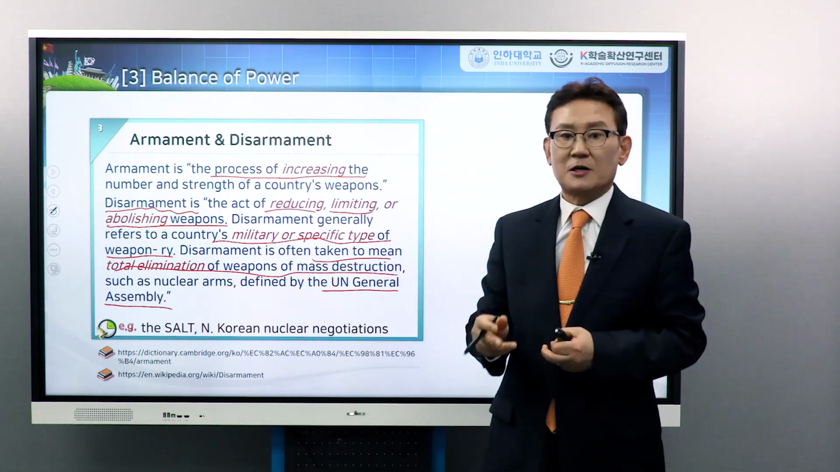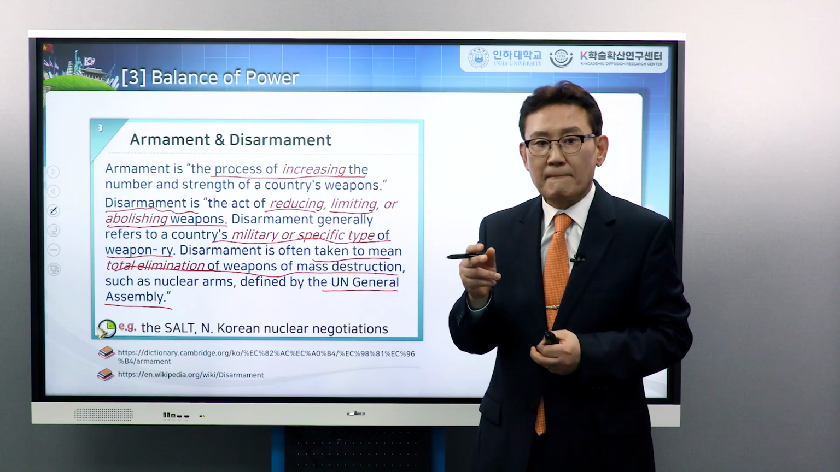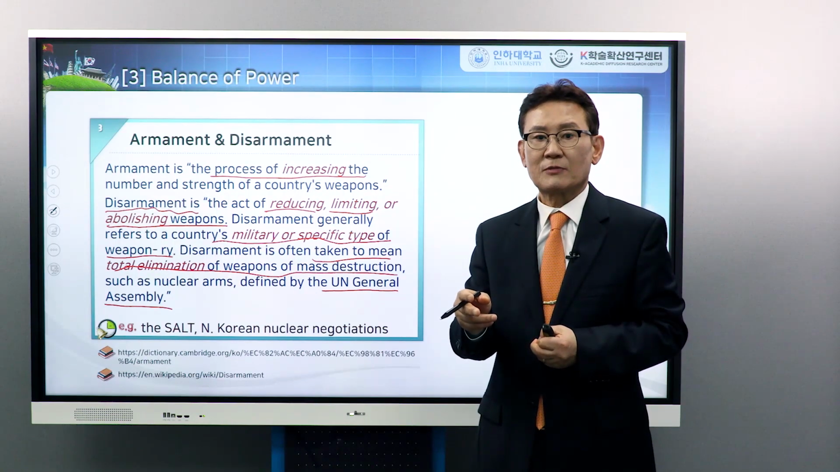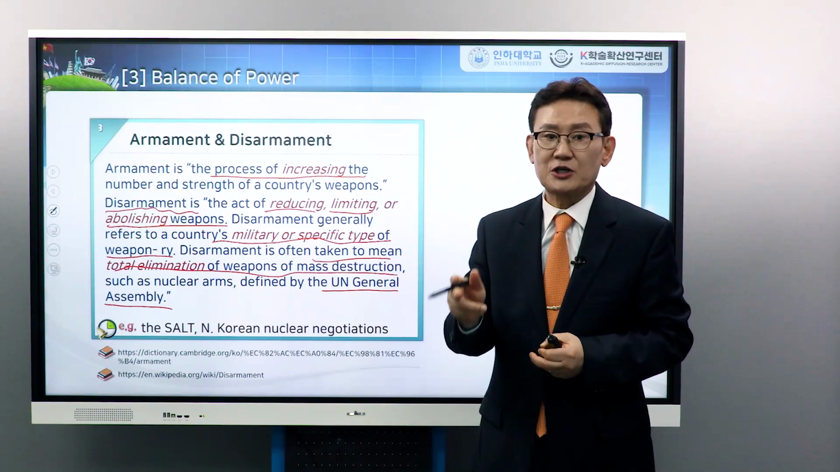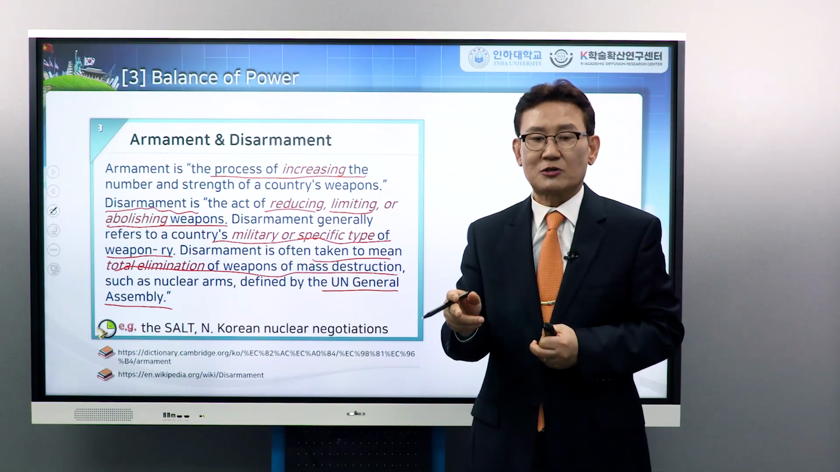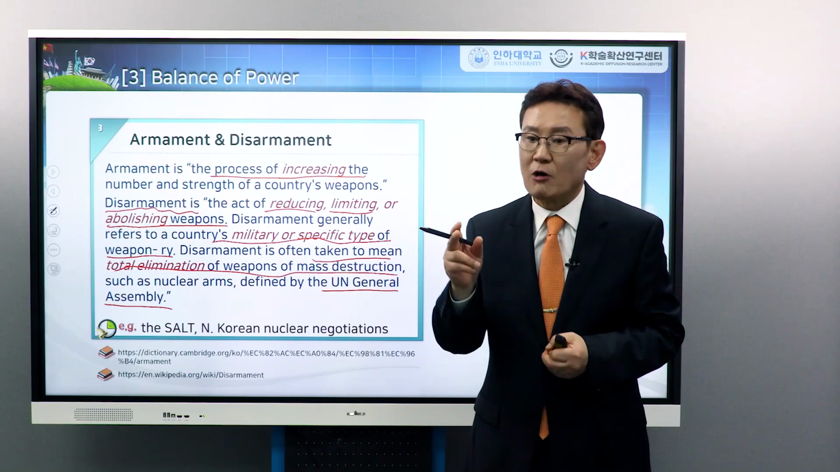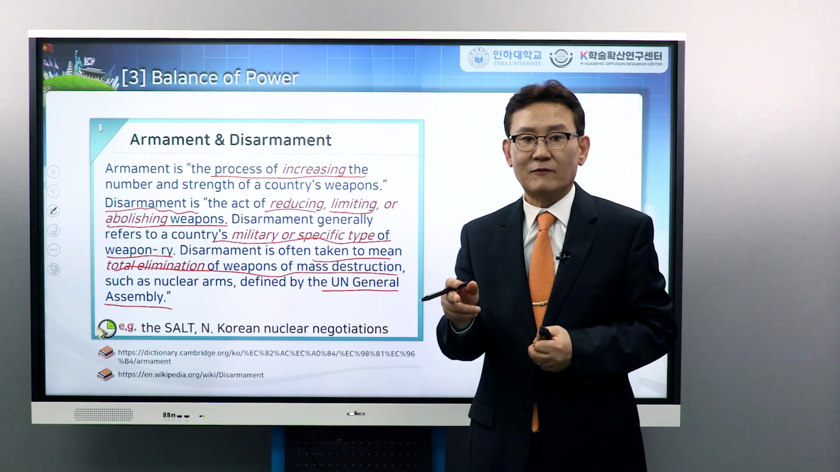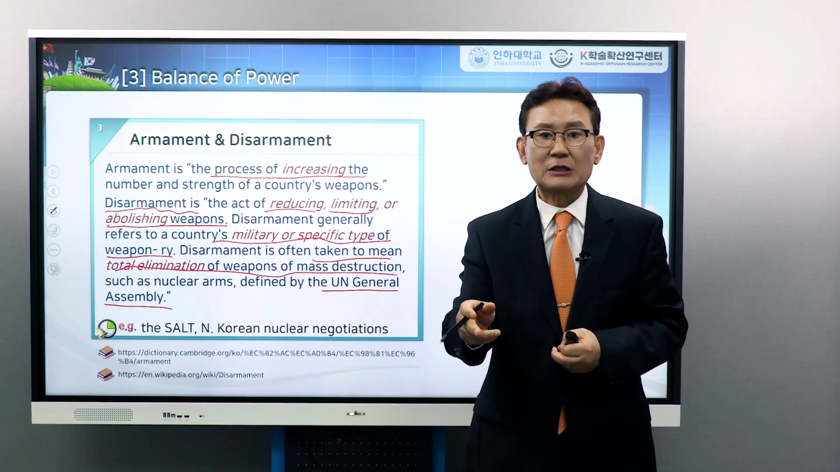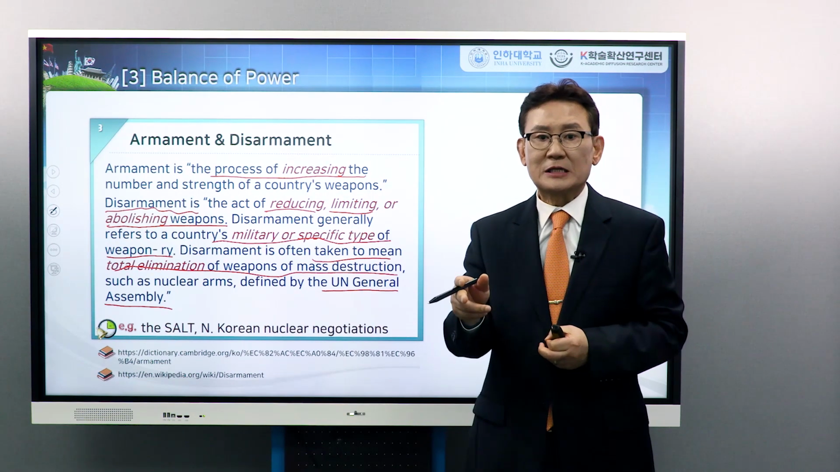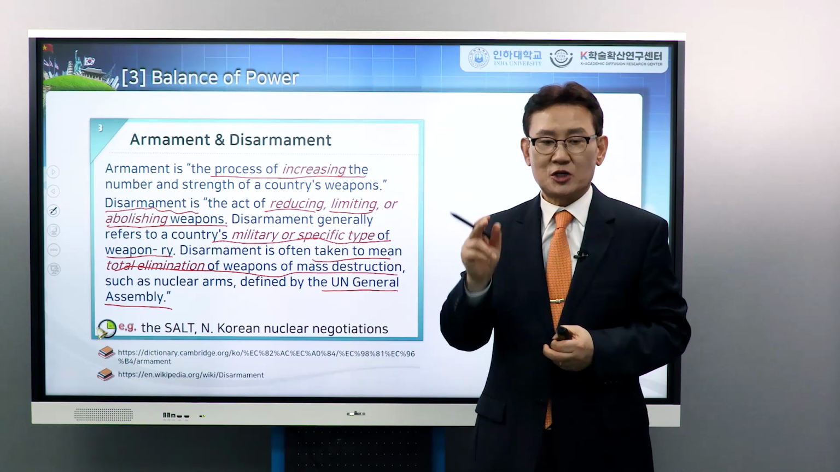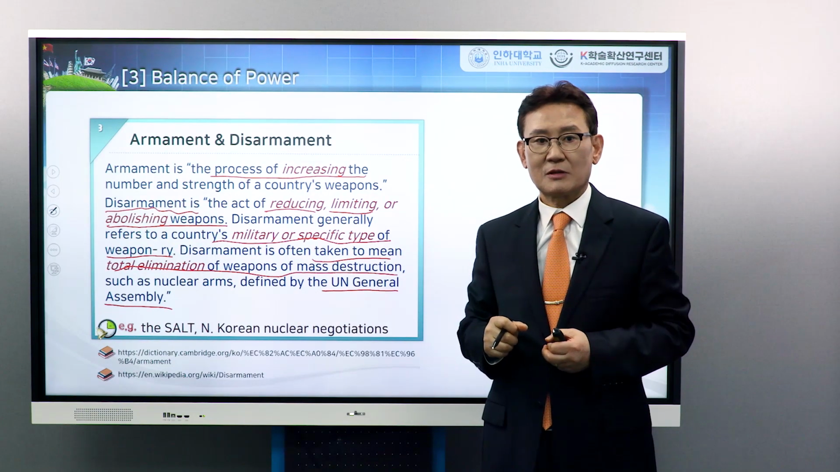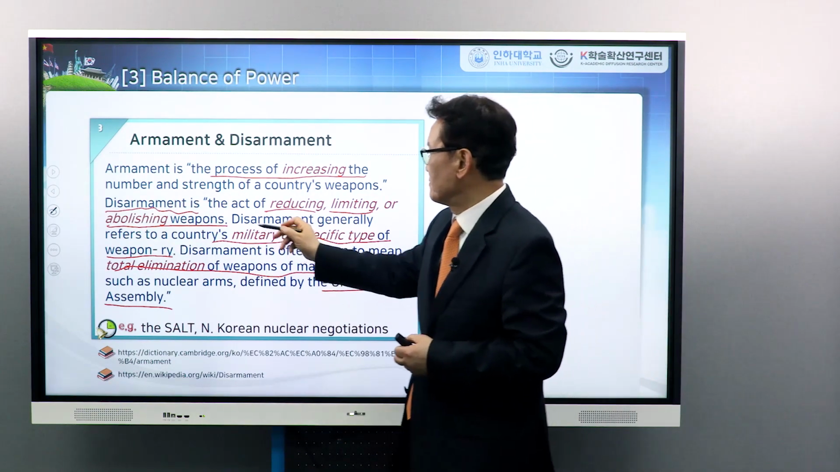Disarmament must be done by the resolutions of the United Nations General Assembly. That's the rule of international affairs. When you ask a certain country to disarm, you must go with the principle made by the United Nations General Assembly.